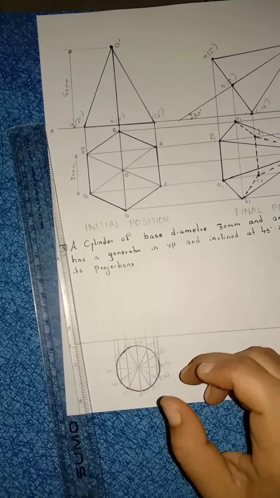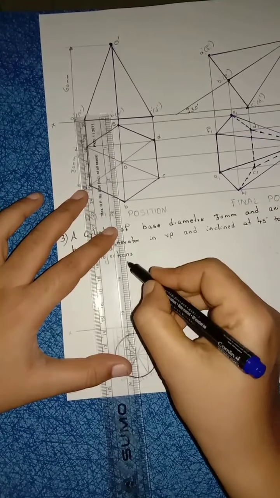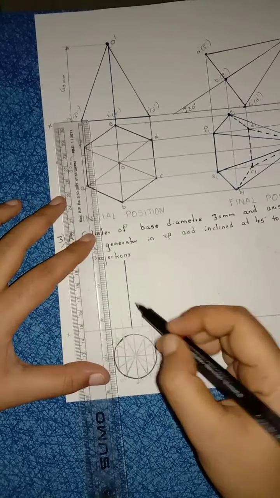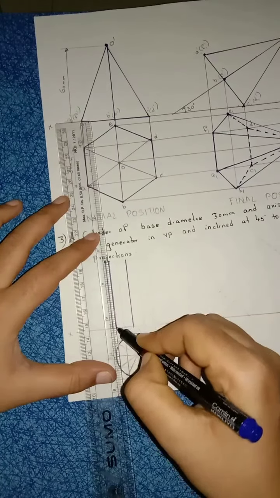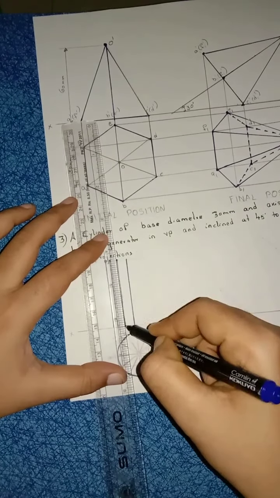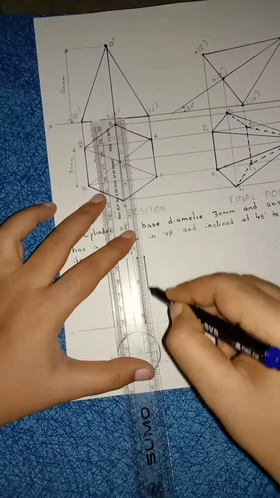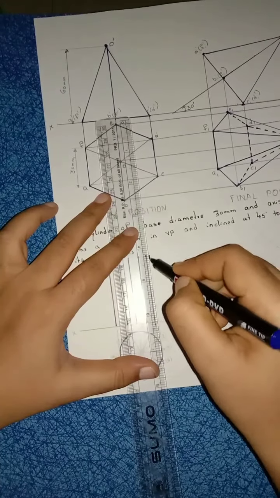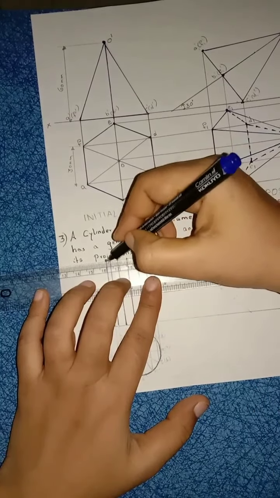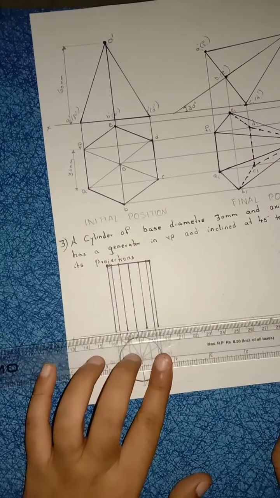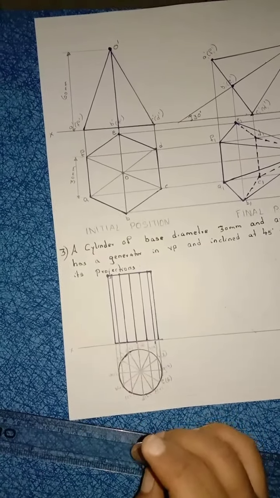Now, what is the axis height here? 50 mm. So this midpoint is your axis, so take 50 mm from all the points: 50 mm, 50 mm, 50 mm, and again 50 mm, 50 mm, and here 50 mm. Axis height is 50 mm. Now join this one, again join here. So this is your cylinder.